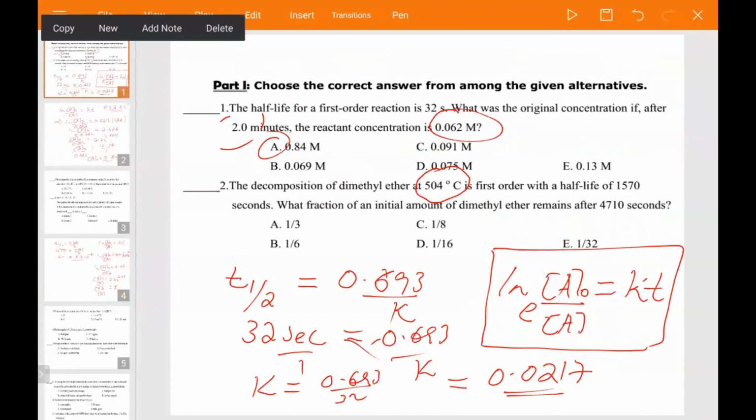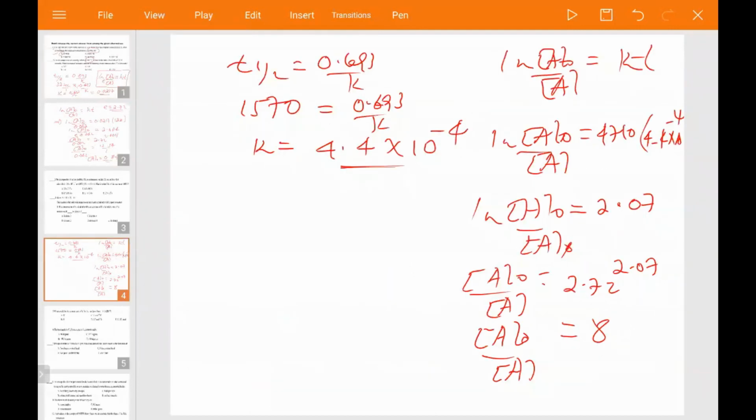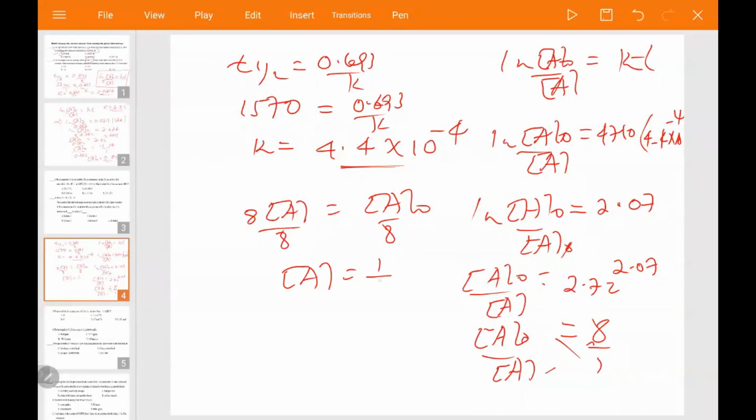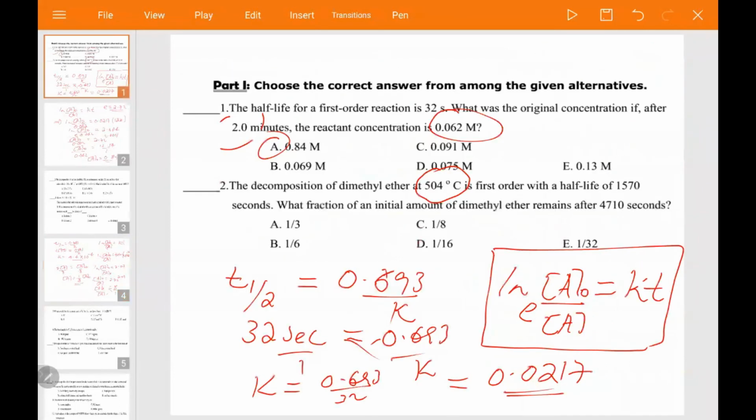The question is: what fraction of an initial amount of dimethyl ether remains after 4710 seconds? Remaining means what? It is A, isn't it? So we solve for A by cross multiplying. 8A is equal to A naught, therefore A equals A naught over 8. The final concentration after 4710 seconds will be 1 over 8 of A naught. So what is our answer? C is the answer, right?